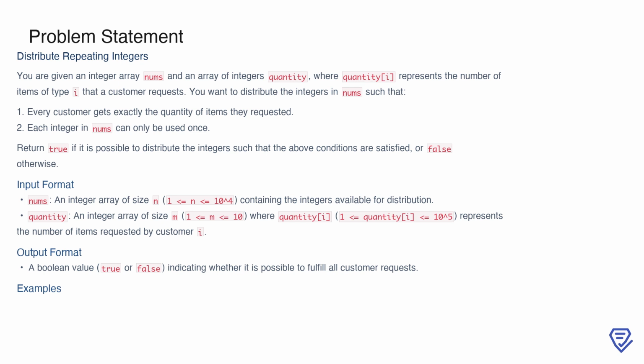The input consists of two arrays, nums, which contains the available integers, and quantity, which specifies the number of items each customer wants. If the distribution is feasible under these conditions, we return true, otherwise, we return false. The problem includes constraints on the size of nums and quantity, as well as the range of their respective values. Let's consider some examples to understand this better.